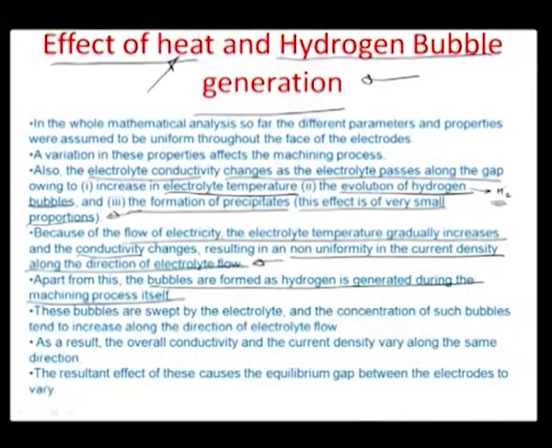So, the equilibrium gap really does not remain the same value YE as we have predicted before. It changes quite a bit, going from the entry side to the exit side of the electrolyte, and that is typically a problem in ECM systems, and of huge consequence, particularly for microsystems fabrication. So, these allowances have to be really taken into account when you design a microsystem by using ECM.